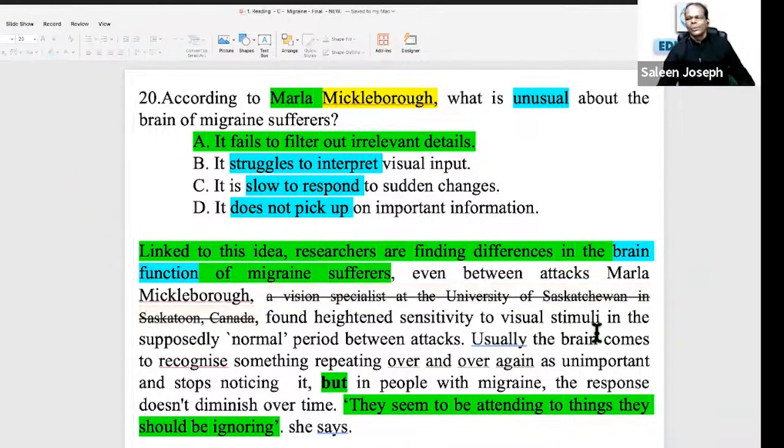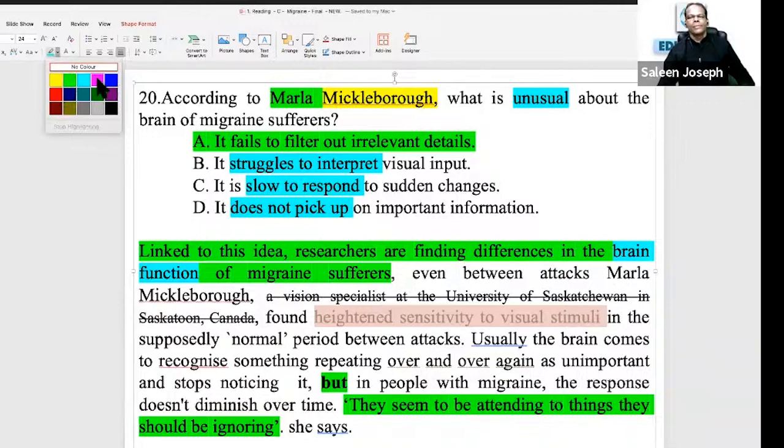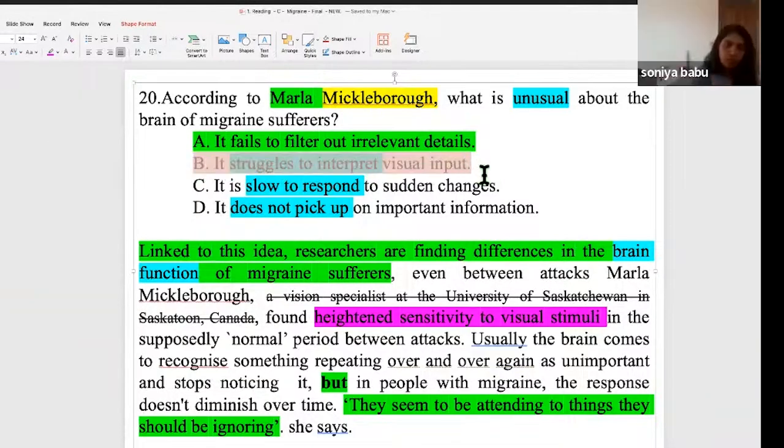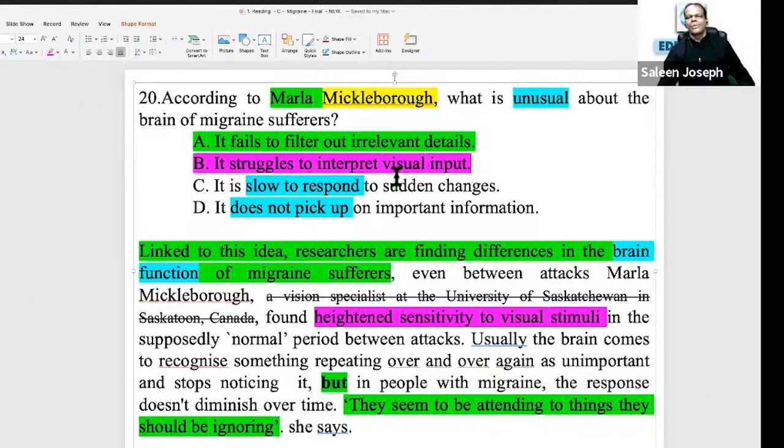Found heightened sensitivity to visual stimuli. See, found heightened sensitivity to visual stimuli. But then one option says it struggles to interpret. Just the opposite, right? Struggles to interpret visual input. Found heightened sensitivity to visual stimuli means it doesn't struggle. It has high sensitivity to visual input. Everything enters its eyes. So this is the opposite of what is given in the text, in the supposedly normal period between attacks.